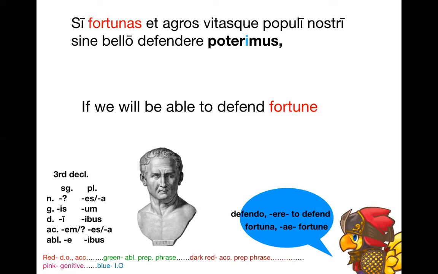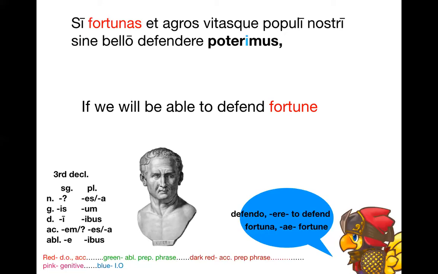Defend, possum as an infinitive. Now we're ready for the direct object: fortunas and agros. Jaden wants to know what agros means. Here it is as an accusative. You need to do something or else I will see you for detention tomorrow. If we are able to defend fortunas and agros, what is that?